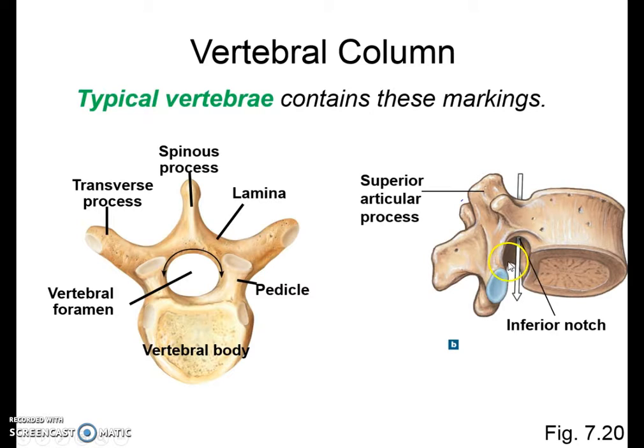Now, on the bottom of the vertebrae, you have something called the inferior notch. So of course, inferior means below. A notch is a small indentation. So right here, you can see you have the inferior notch. What's really interesting is that when you stack up all 24 vertebrae, the inferior notch is going to go right on top of the superior articular process of the vertebrae below. So it's like a puzzle piece and they'll stick together.